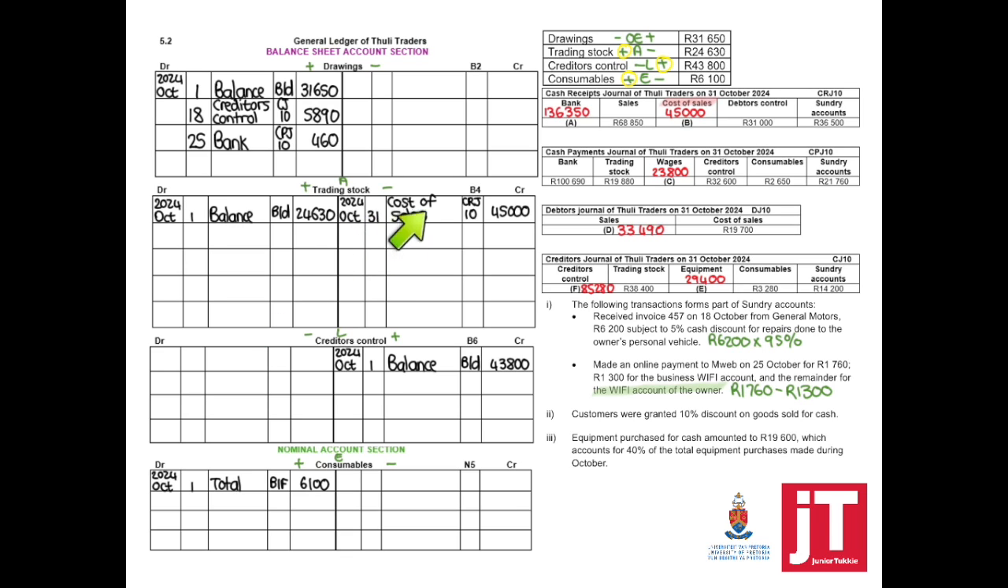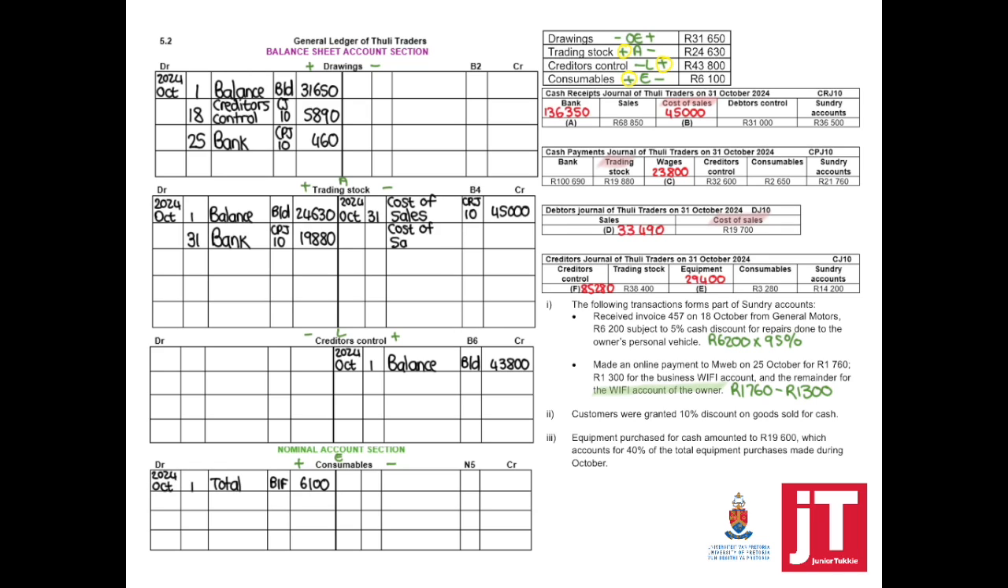That's why the contra account is cost of sales. From the cash payment journal, it means that our trading stock is going to increase because we bought and we paid for it cash. That's why we're going to say from the cash payment journal, our details is bank, and the total is 19,818.